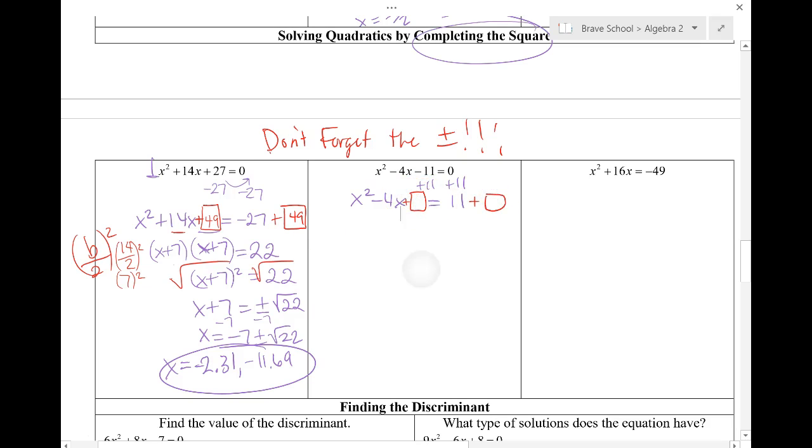Negative 4 divided by 2, all that squared, is going to be negative 2 squared, which is 4. And we're going to add 4 to both sides. Now let's reverse FOIL.